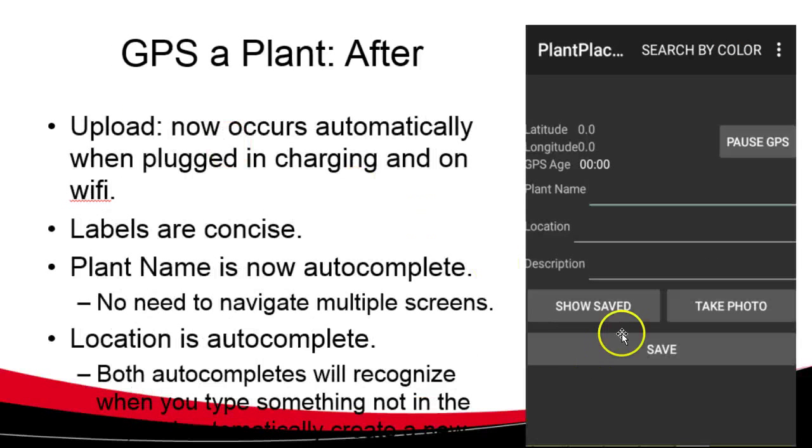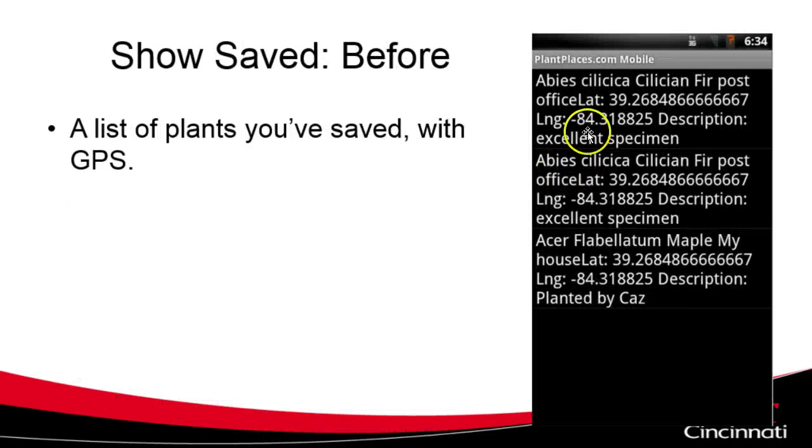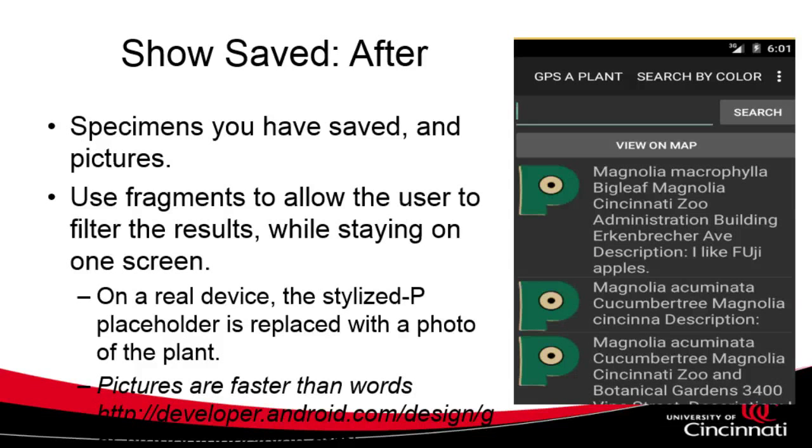Okay, show saved. When you would click on the show saved button, this is what you would get before, a list of plant name and the latitude and longitude. Here is the new show saved. Okay, first of all, this is a placeholder. It will fill in with the photo that you've taken of the plant, but also notice that you can search and see results all on the same screen.